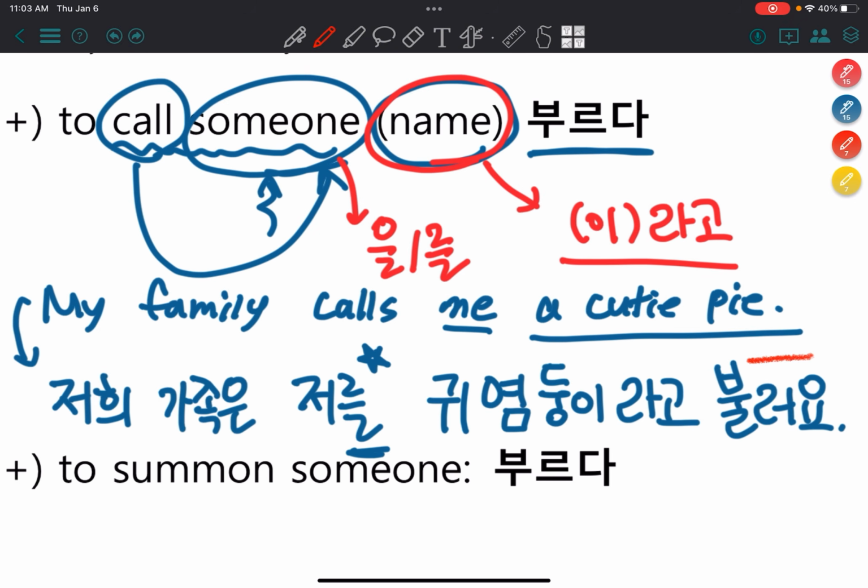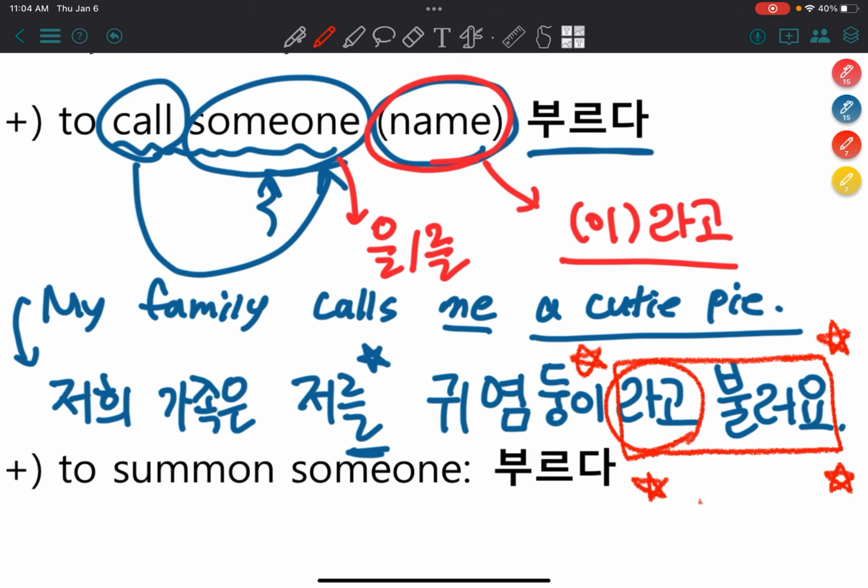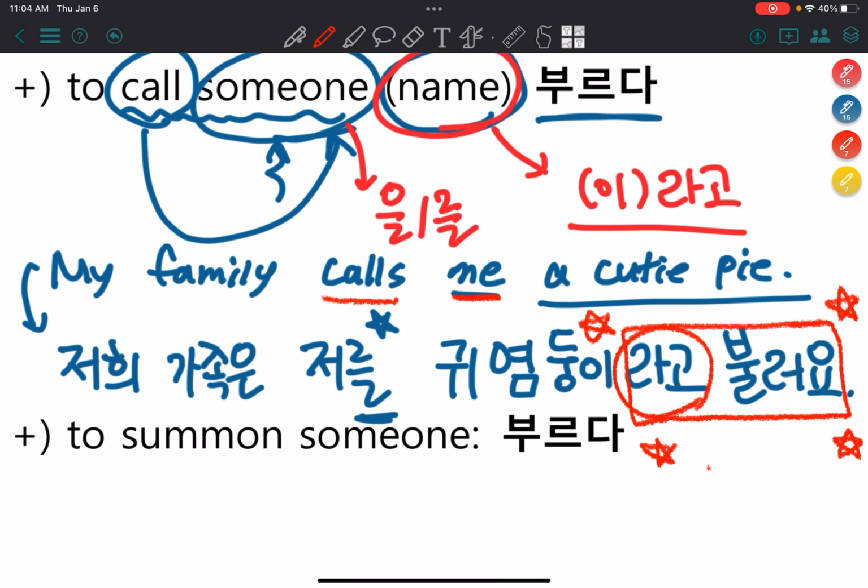So this 라고 grammar, guys, you don't have to worry about it now because we will study this grammar when we get to a more advanced level in beginner grammar. So we're gonna get there, so don't worry about it now. But you can just remember that when you say you're calling someone by a name, we always mark that someone with an object marking particle.